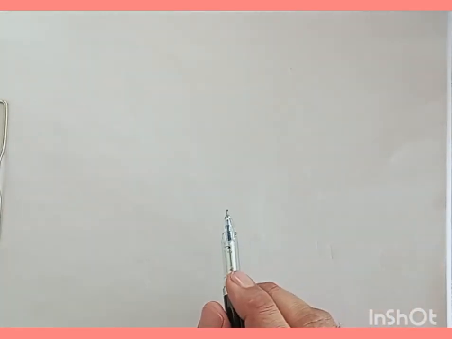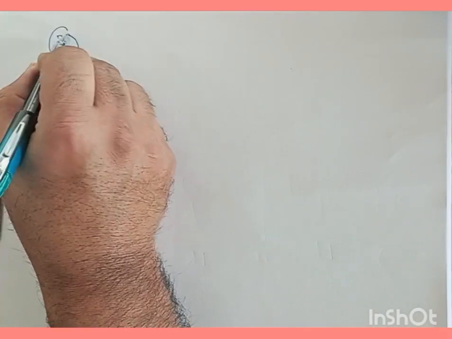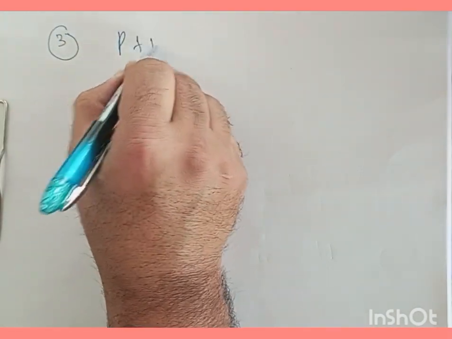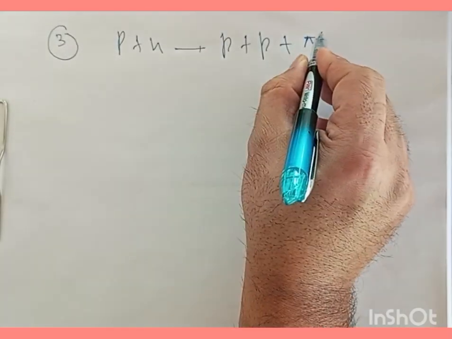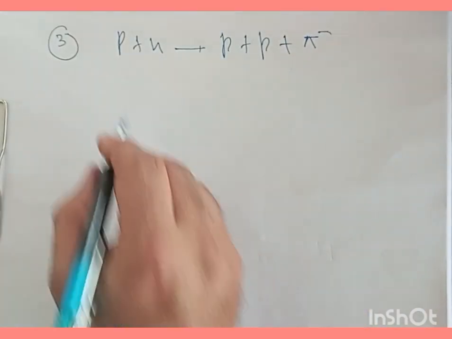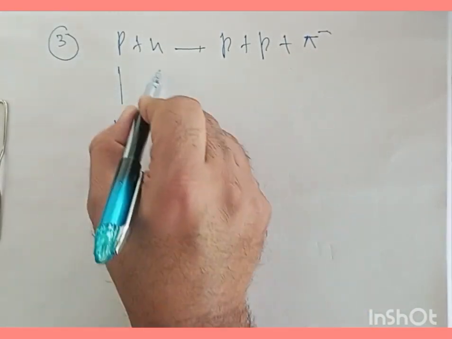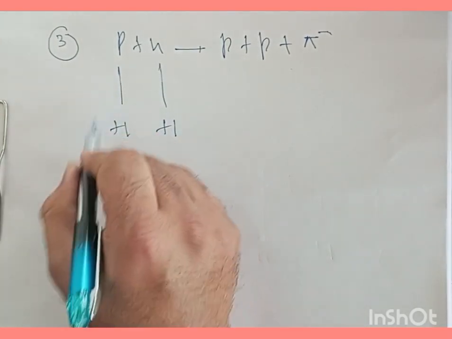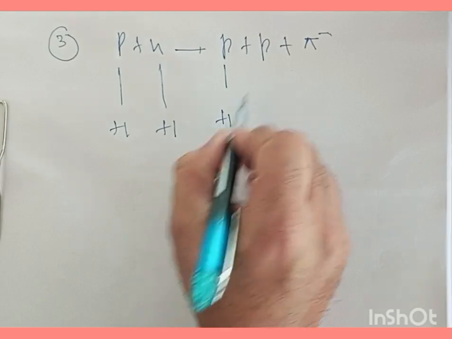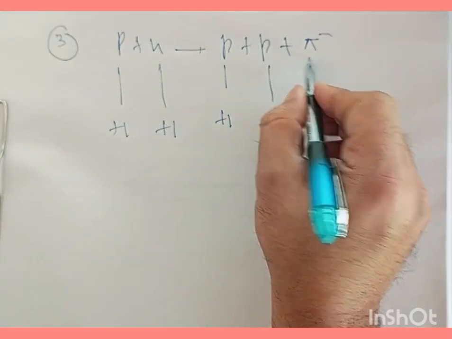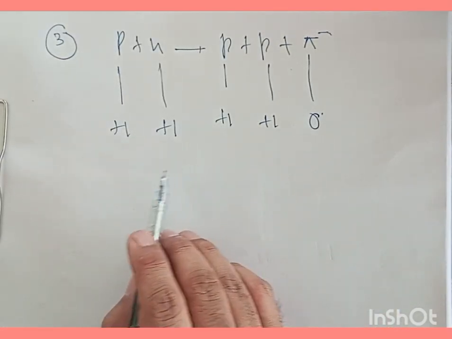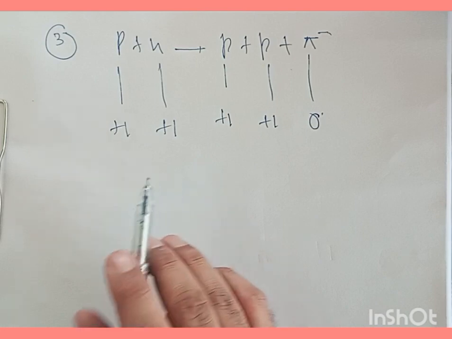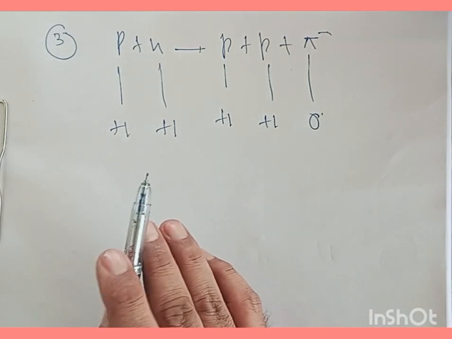Now, let's take another example. Proton plus neutron giving proton plus pi negative. The baryon number is +1 and +1, so it's 2. On the other side, +1 and 0. So the baryon number is conserved. Now, this reaction is also possible in nature.